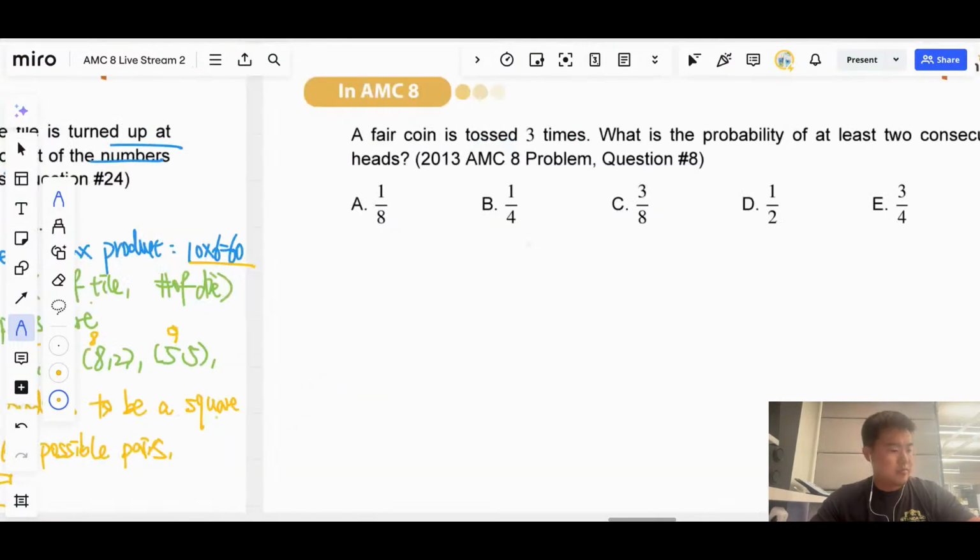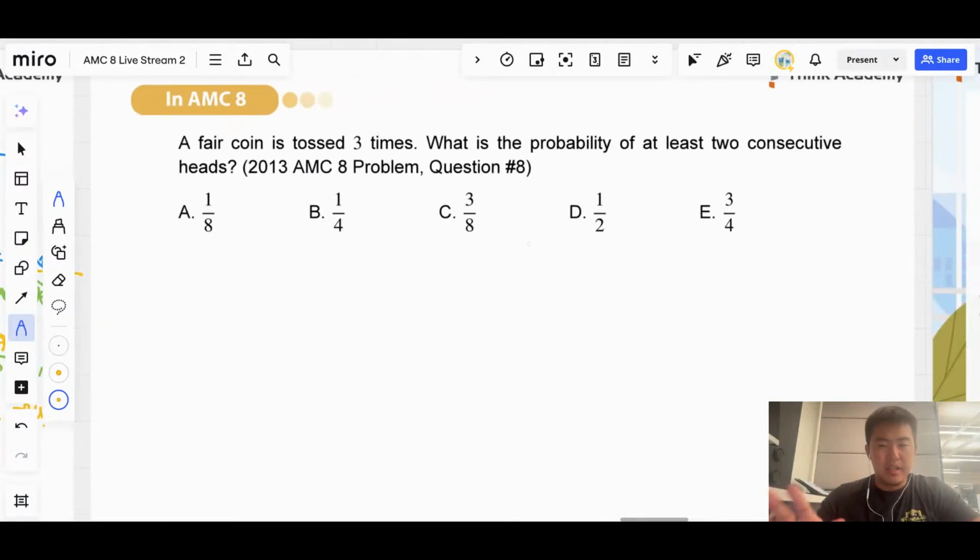Okay, so that's for our third problem of today's live stream session, which means there are 4 more, okay? So in AMC 8, this is a real exam problem from the 2013 AMC 8. So let's see how we can tackle this, okay? A fair coin is tossed 3 times and it's asking for what is the probability of at least 2 consecutive heads.